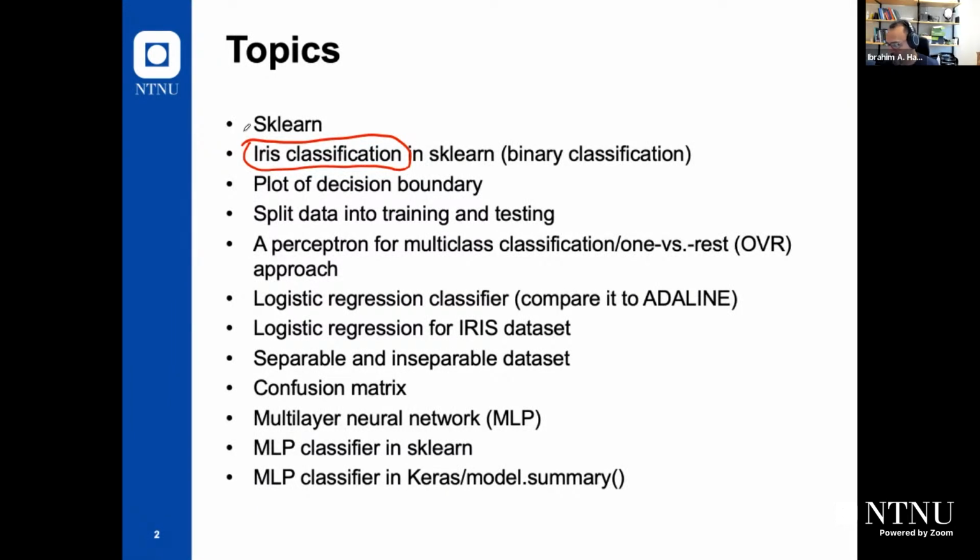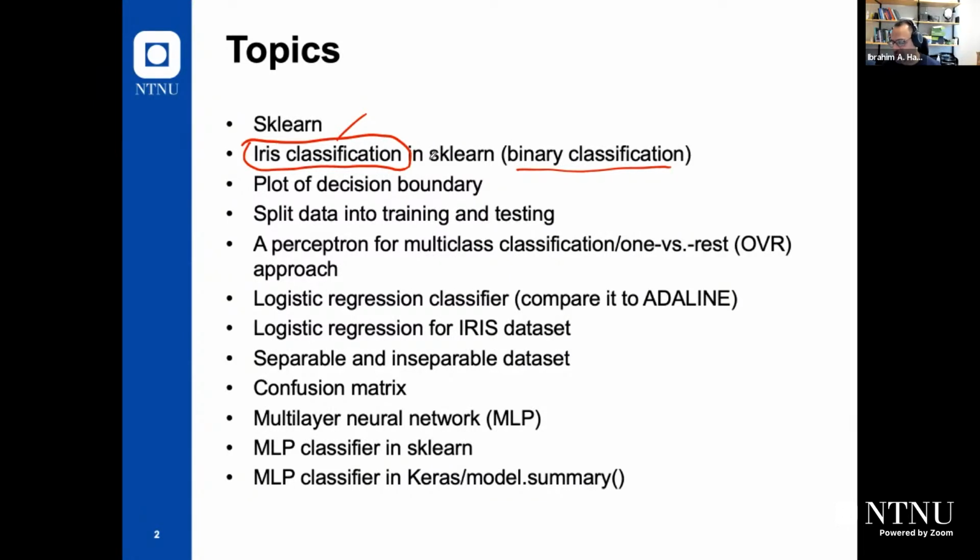We will try to solve it as a binary classification problem, and later on we will solve it as a multi-class classification problem, because this problem has 3 classes. We need also to learn how to plot the decision boundary. So when we classify a problem like iris classification, if it is binary classification, we need to know how we can plot the decision boundary, which is a line which will separate 2 classes into 2 different classes, for example.